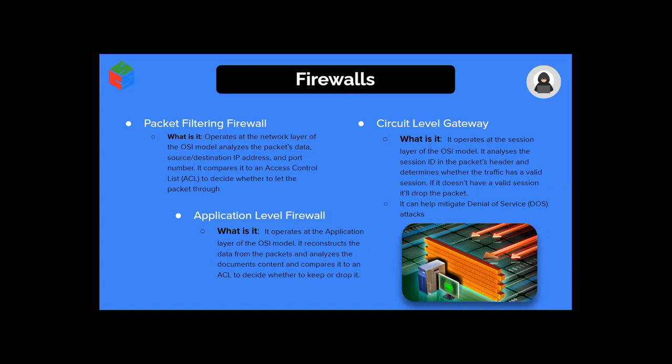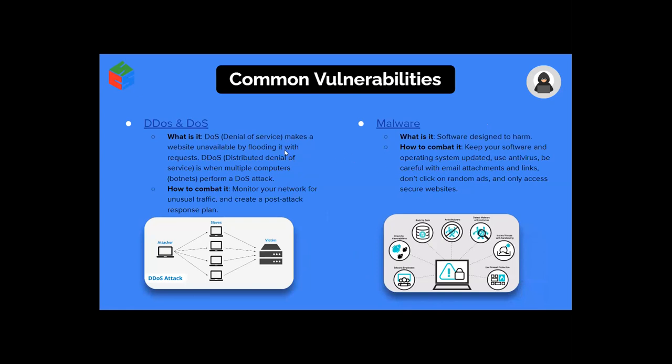Third one is the application level firewall, which we're most familiar with. It takes all the packets, reconstructs them, analyzes the document, and compares it again to access control lists and decides whether to keep it or drop it. Some of the common vulnerabilities are DoS or DDoS. We talk about denial of service, or DDoS, which is distributed denial of service. The difference is DDoS uses a botnet, or a whole network of compromised computers. And we said earlier, what it does is it floods a system with a bunch of requests until it can't handle it anymore. Another vulnerability is malware.